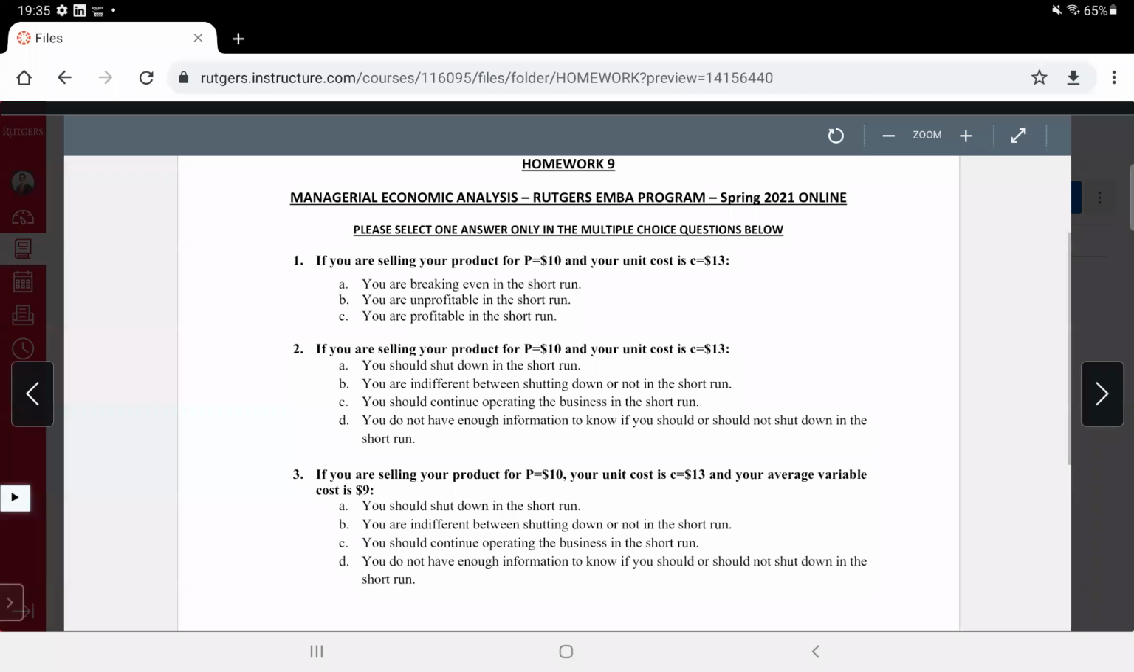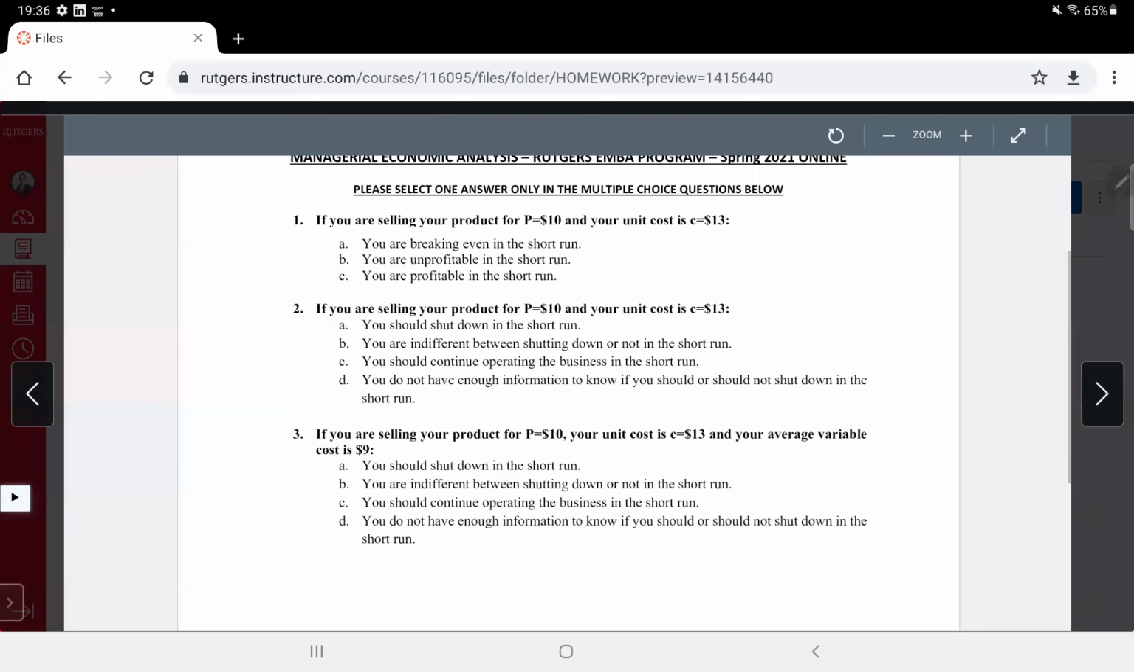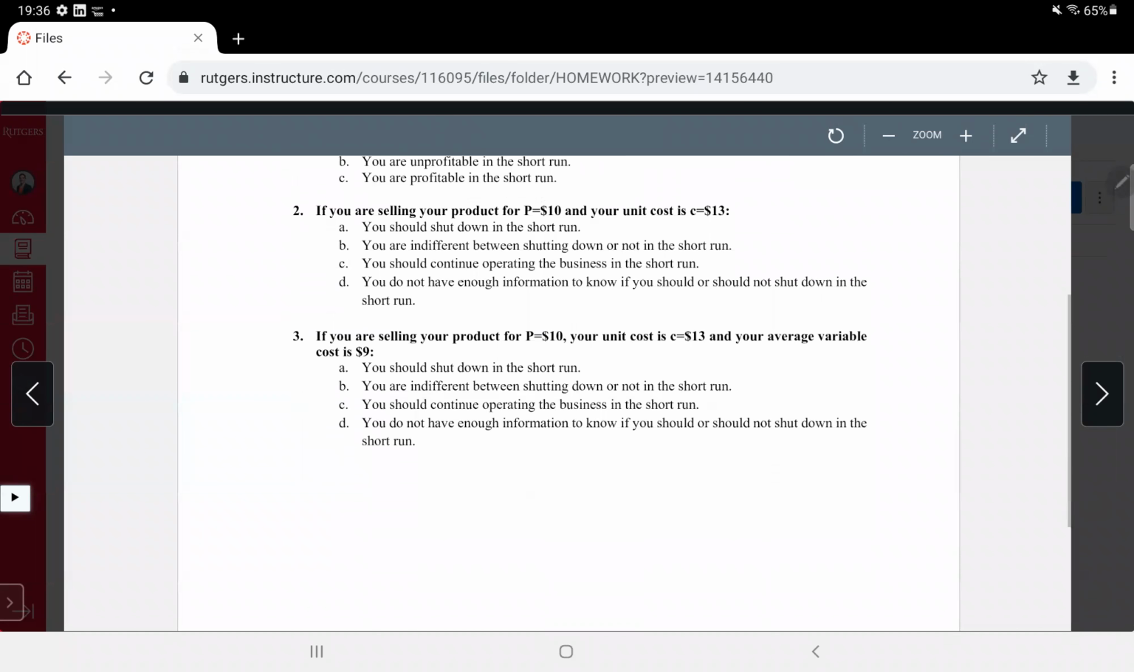And now we get to number 2. Price still $10 and your unit cost is still $13. Should we shut down in the short run? Truth is, we don't know because we compare the price with the average variable cost, right? You're indifferent between shutting down or not in short run. We don't know. Should continue operating. We don't know. So 2D as in delta, I'm pretty sure you do not have enough information to know if you should or should not shut down in the short run, because we want to get to price compared to average variable cost, which is exactly what I cleverly did here on question number 3.